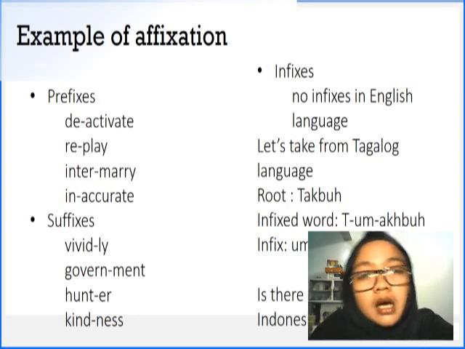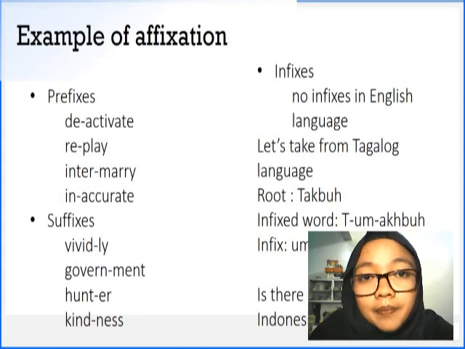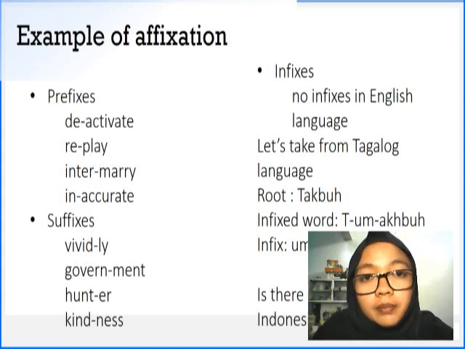Do you think bahasa Indonesia has kinds of infix, or what we call sisipan? Sisipan is in the middle position of the word. Please think about what the example of infixation in bahasa Indonesia is. If you get it, you can comment in the WhatsApp group.